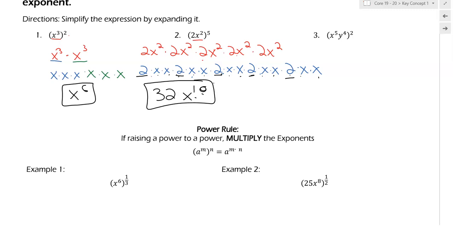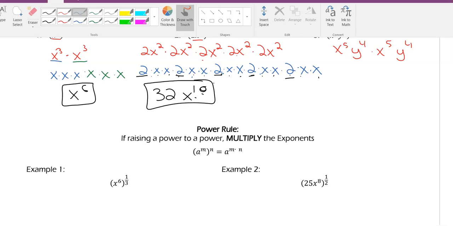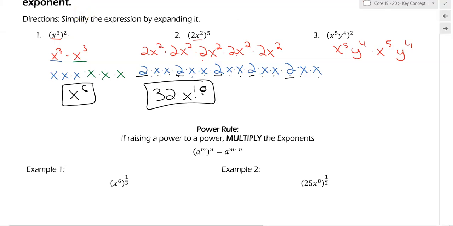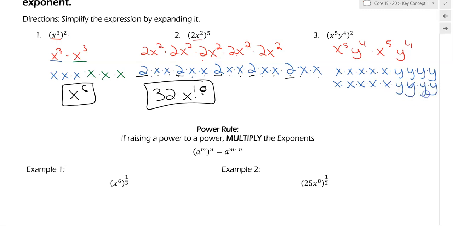All right, our last one is x to the 5th, y to the 4th squared. So we're going to have x to the 5th, y to the 4th, times x to the 5th, y to the 4th. If I write this all out, we have 1, 2, 3, 4, 5. And then I'm going to write this one underneath it. So I have another 5 x's, whoops, and 4 y's.